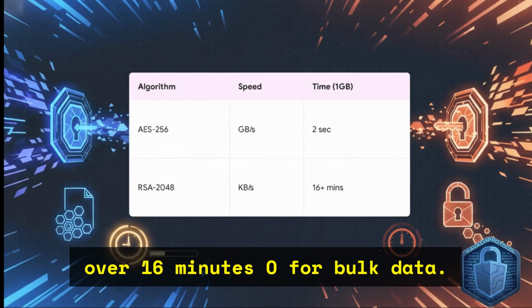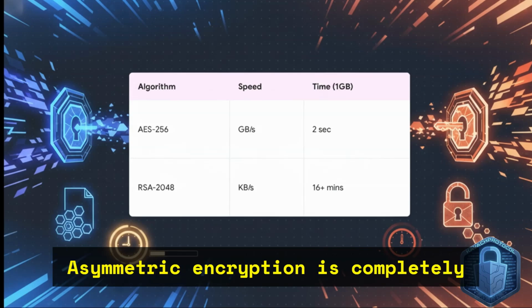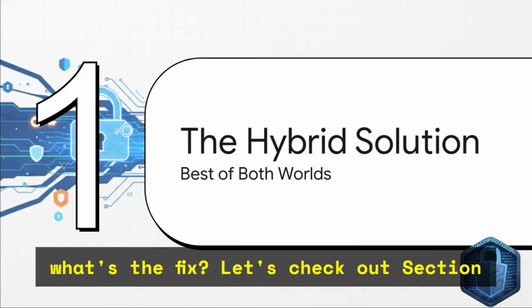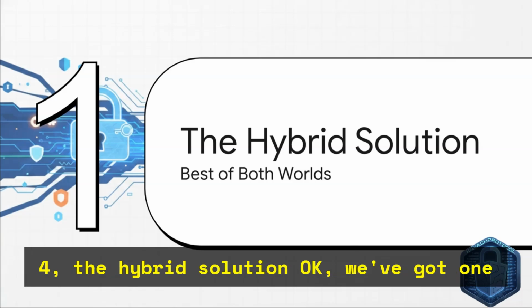You'd be waiting over 16 minutes. So for bulk data, asymmetric encryption is completely impractical. It's just way too slow. So what's the fix? Let's check out Section 4, the hybrid solution.